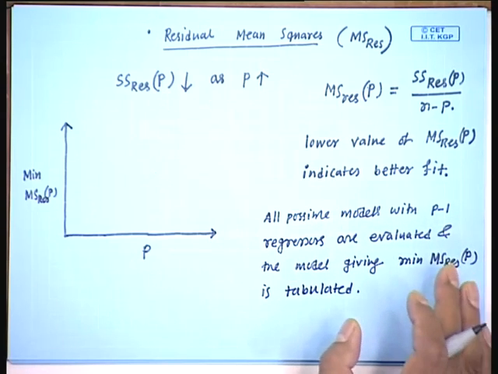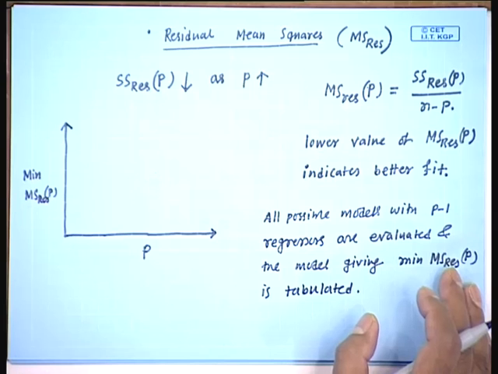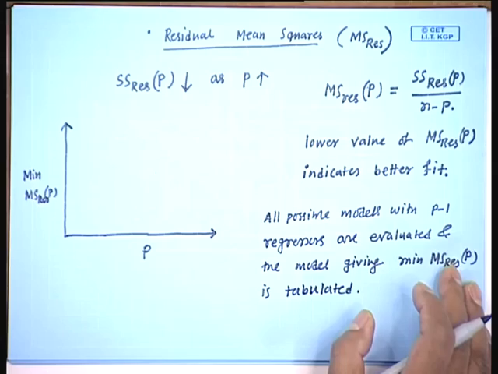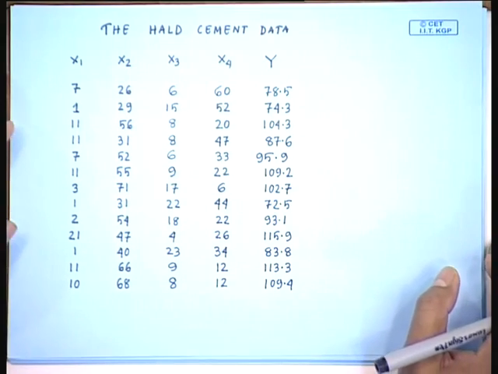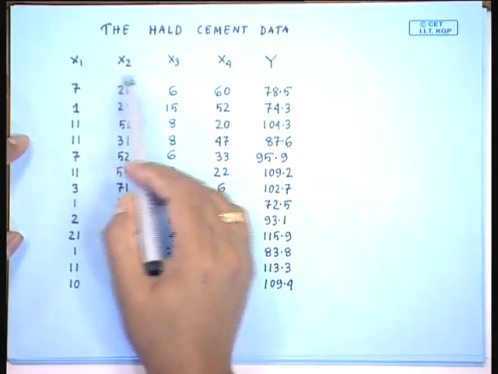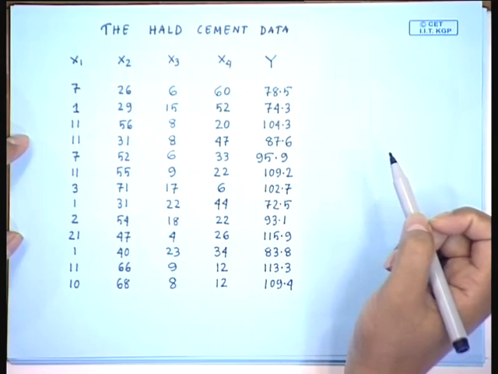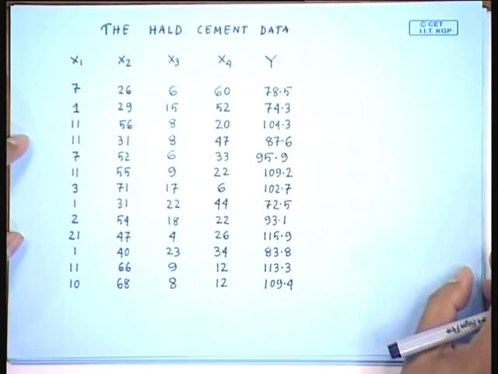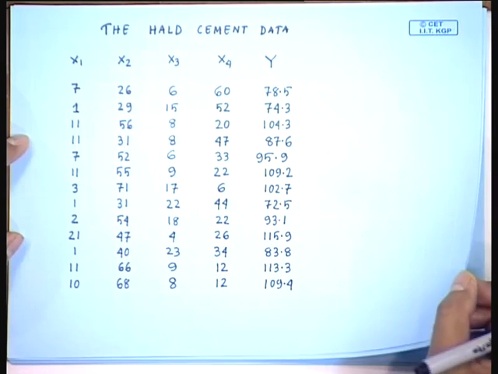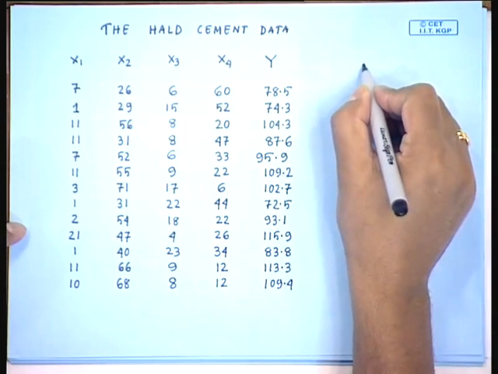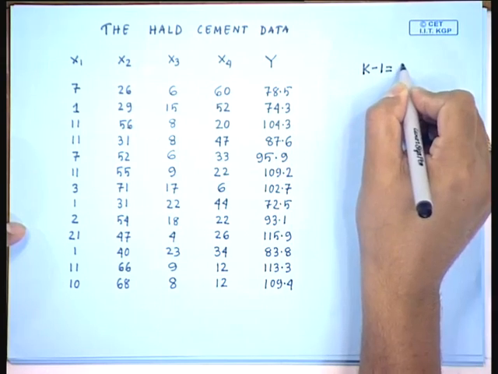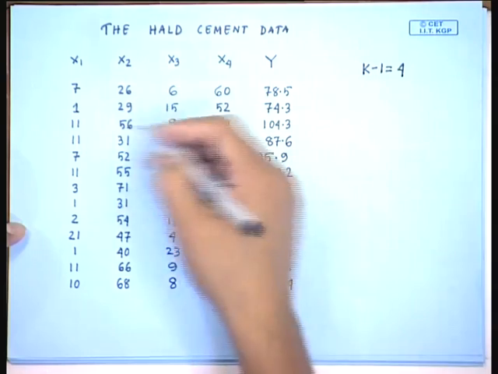To explain this, let me recall the example we discussed in the last class. We will be considering the same example, the Hald cement data. Here we have 4 regressors and 1 response variable. So here k minus 1 is equal to 4, where k minus 1 stands for the number of regressors.